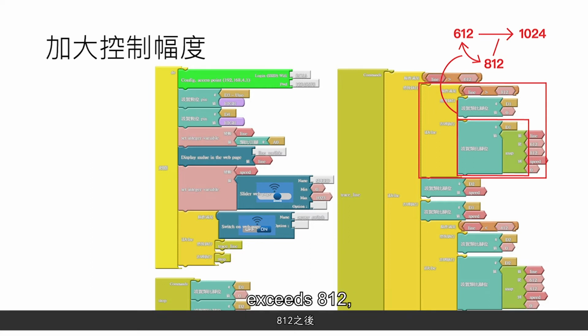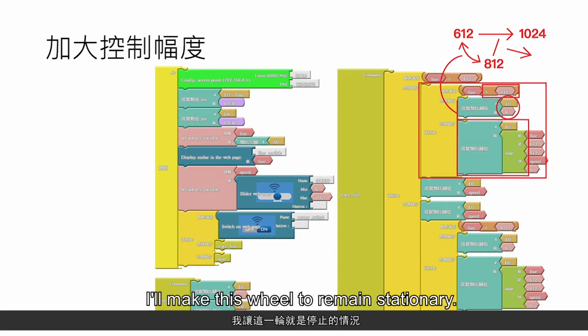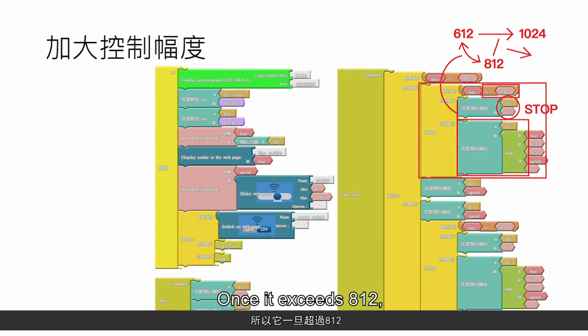When it exceeds 812, once it exceeds this range, what will it do? The speed difference between the two wheels will be its largest. I will make this wheel remain stationary. Once it exceeds 812, I feel it's risky, so I want it to make an extreme adjustment instead of a proportional one. When it exceeds 812, its swing will be very big. The swing we just saw is different from above.